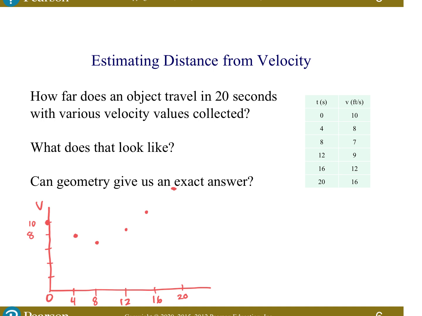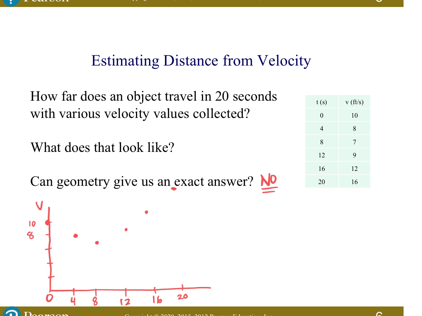So what kind of geometric shape is that? It's not really a consistent geometric shape. It's not a nice rectangle. It's not a nice trapezoid. So we're going to just have to do the best we can. So geometry, can it give us an exact answer? The answer is no, but it can get us pretty close. So what we're going to do is approach this with something called the rectangular approximation method. And we're going to do our best to estimate.